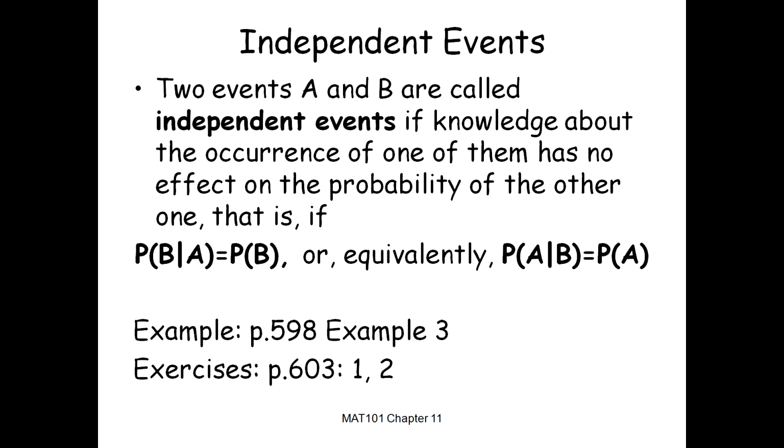Number 2, if you roll a pair of dice, the events are even on the first and odd on the second. Once again, the probability of the second one occurring is not dependent on the first one. They are independent events, so these are independent. The probability of rolling an even on the first is the same as the probability of rolling an odd on the second.